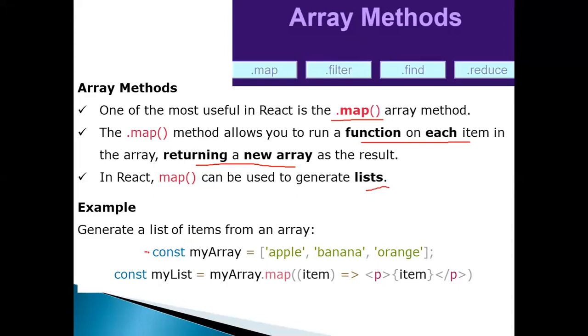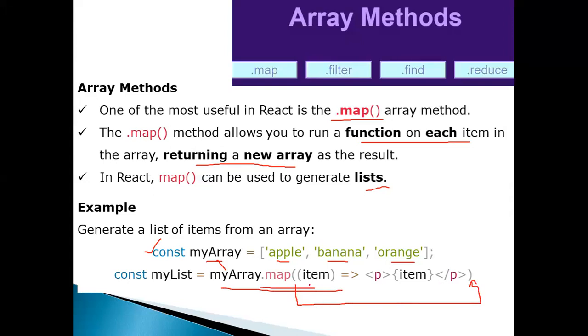For example, I'm declaring a constant myArray having three items: apple, banana, orange. To map them, we call myArray.map and map each item. This is an arrow function, right? So we use an arrow function here. Map is a method, myArray.map of item, and we pass the function. Now see, the parenthesis starts here and ends here.